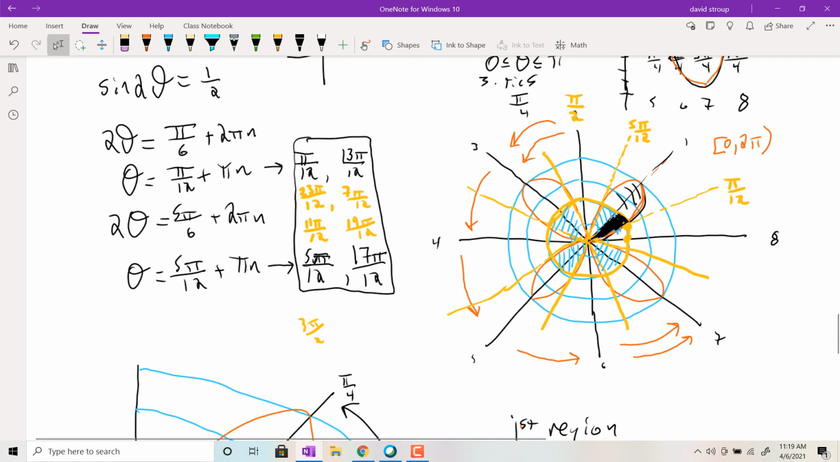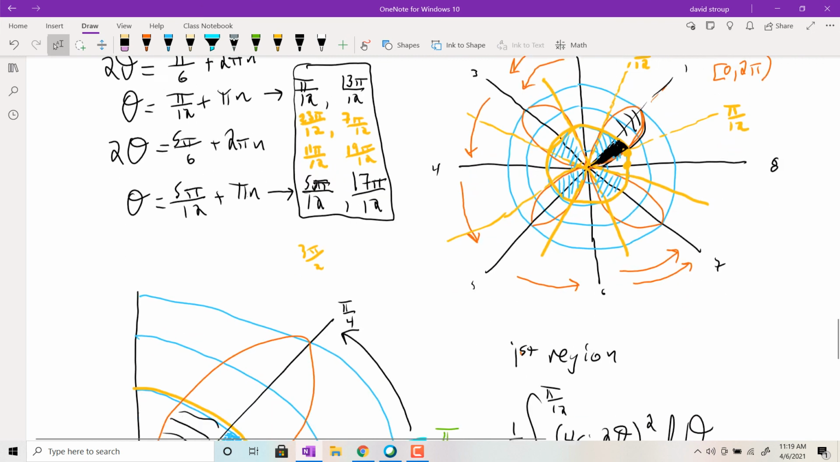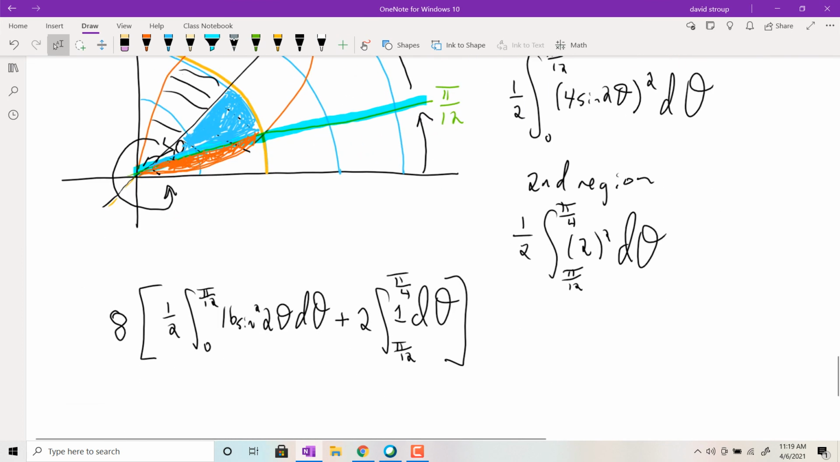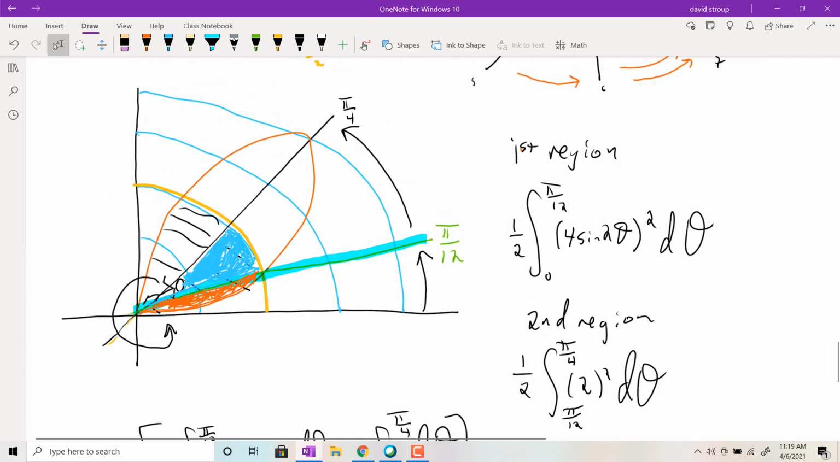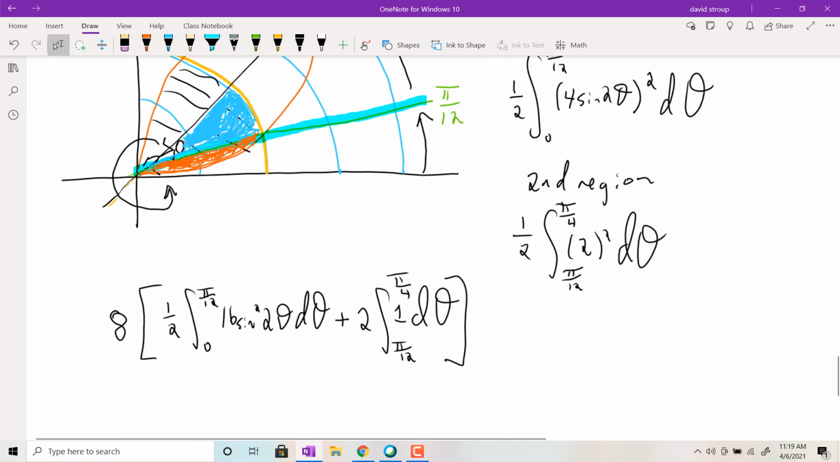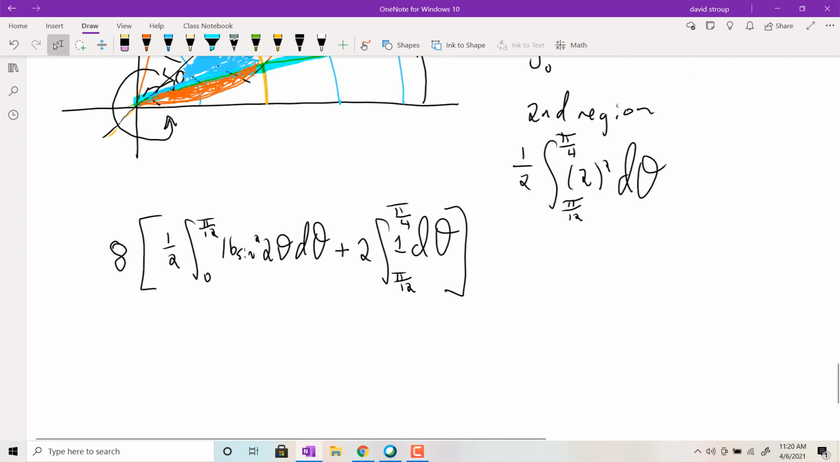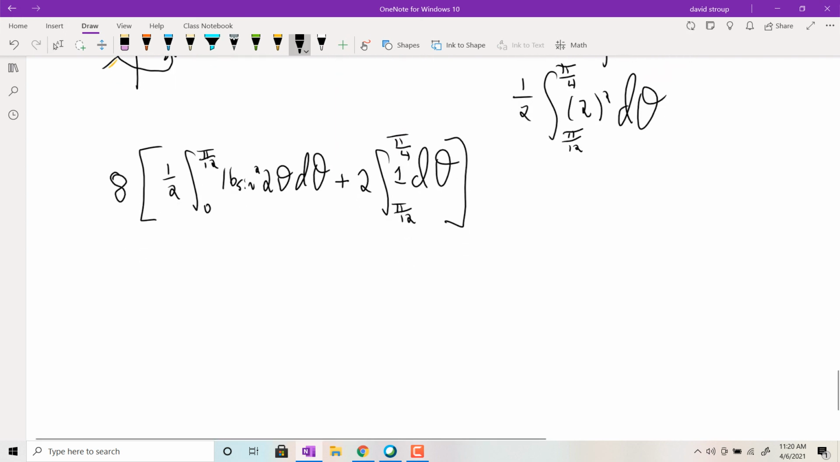So in that case, the rose petal would be on top, and you'd be subtracting away the circle area. It's a little easier of a problem. This problem's a little harder, I think. Okay, so anyways, if you evaluate that, you'll get your answer. So let's go ahead and evaluate the thing, and then we still need to talk about arc length here in a second. Okay, so let's evaluate this.